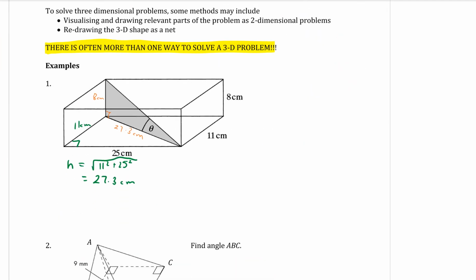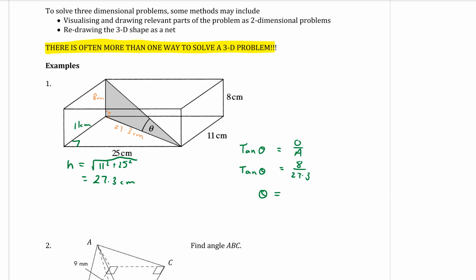So let's write down our formula. Tan theta equals opposite over adjacent. Subbing in, tan theta equals, the opposite is 8 and the adjacent is 27.3. Remembering that 27.3, you've got an exact decimal on your calculator. So to get the theta, you are going to have to inverse tan 8 over, use the answer button to keep the exact decimal in.